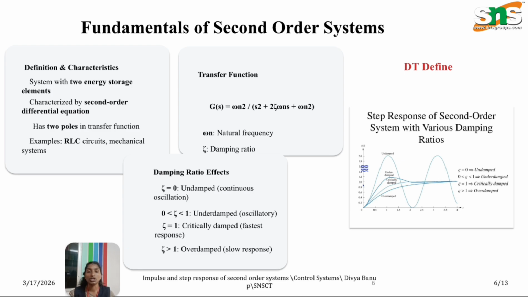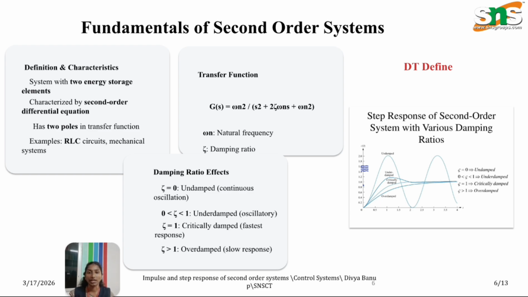Coming to the fundamentals of second order systems. The definition and characteristics: it is a system with two energy storage elements, characterized by second order differential equations, and it has two poles in the transfer function. This is the difference between the first order and the second order system. The transfer function of the second order system is omega n square divided by s square plus 2 del omega n s plus omega n square, where omega n is the natural frequency and del is the damping ratio.